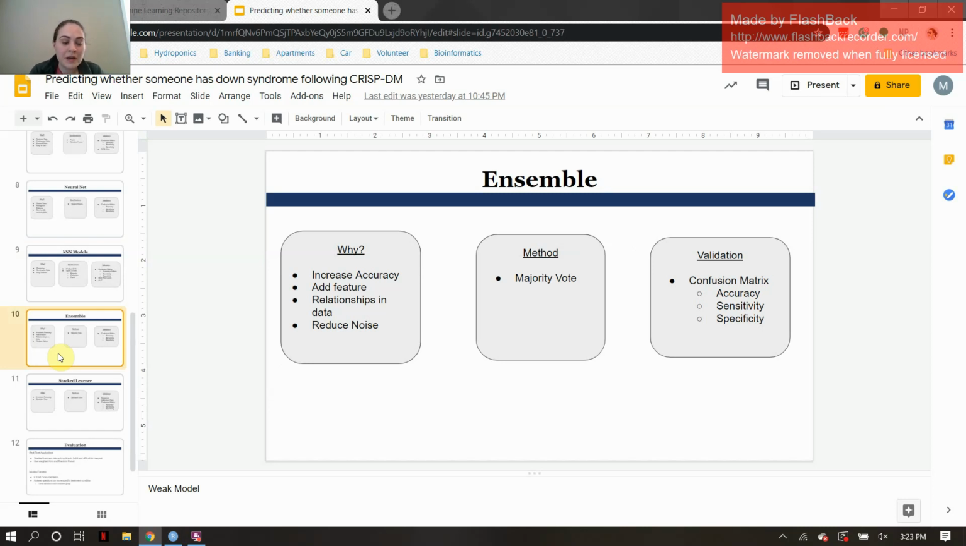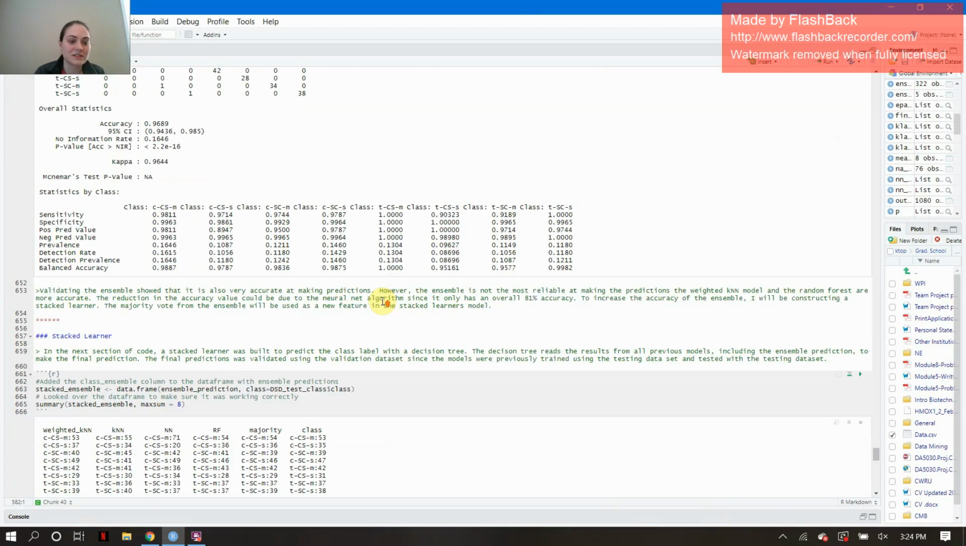Also, I did decide to go ahead and build a stacked learner to try to increase the accuracy as well. Building an ensemble lets me add a feature. I actually take the majority vote and use it as a new feature. And then the stacked learner should increase the accuracy just by reducing the noise. So again, to validate it, I look at the confusion matrix and look at things like accuracy, sensitivity, and specificity.